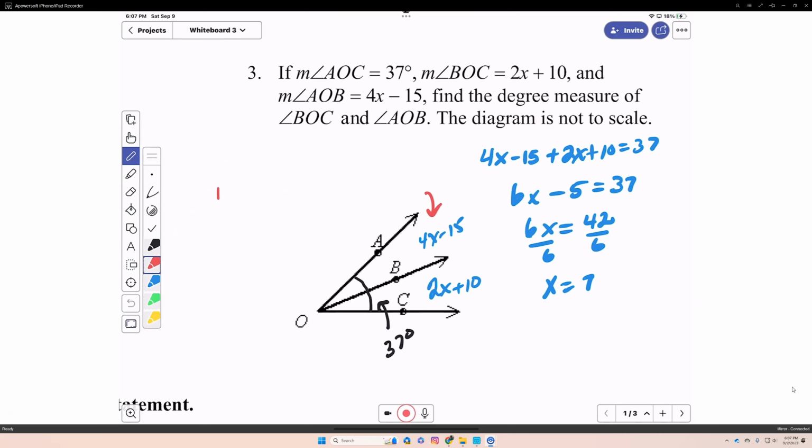So the measurement of angle BOC is 2 times 7 plus 10. Well, 2 times 7 is 14. 14 plus 10 is 24. The other angle, the measurement of angle AOB, is equal to 4 times 7 minus 15. Well, one of them is 24, and together they have to be 37. Then this will have to be 13 degrees.